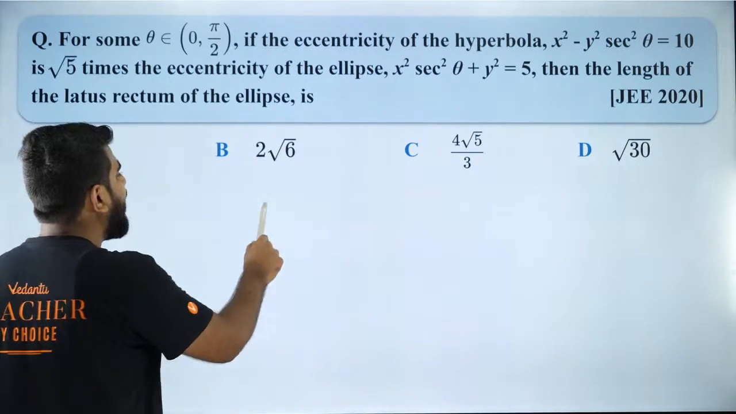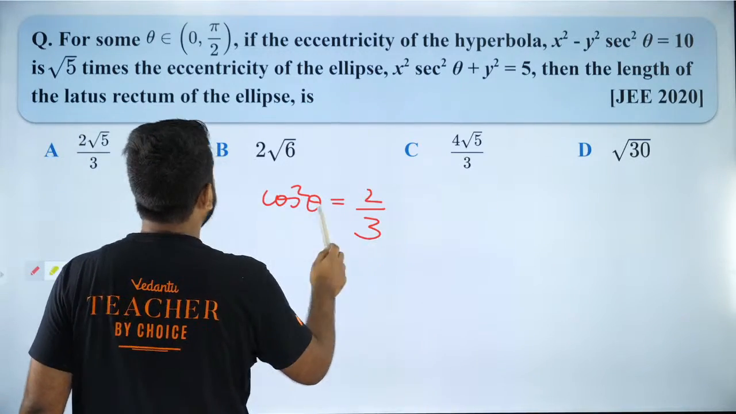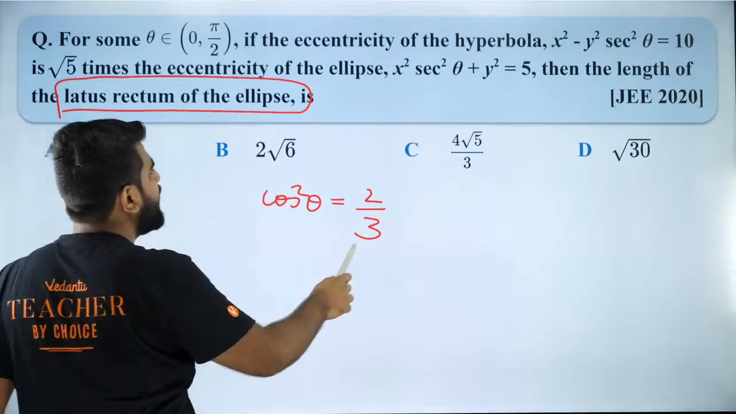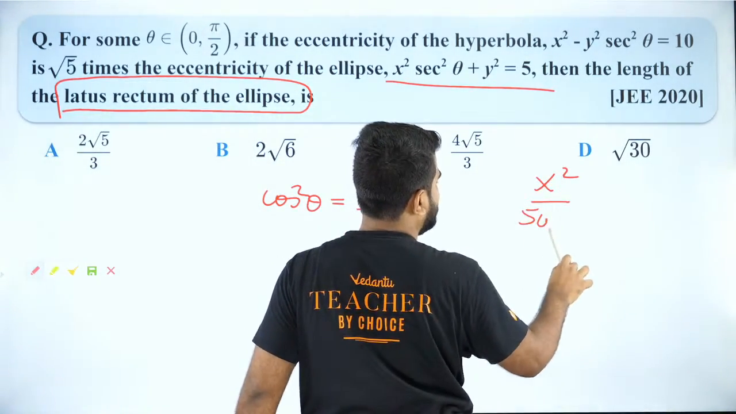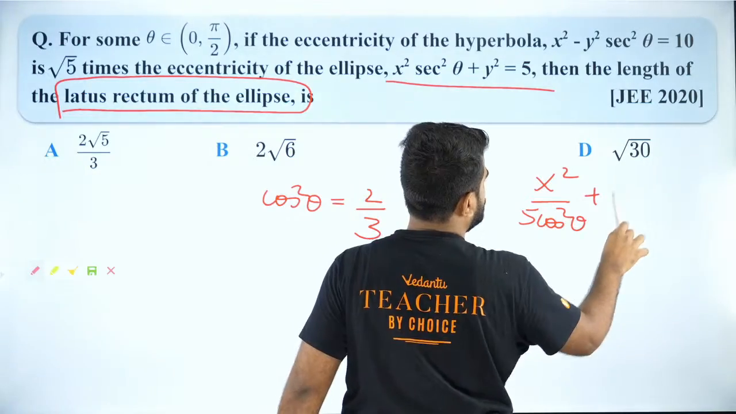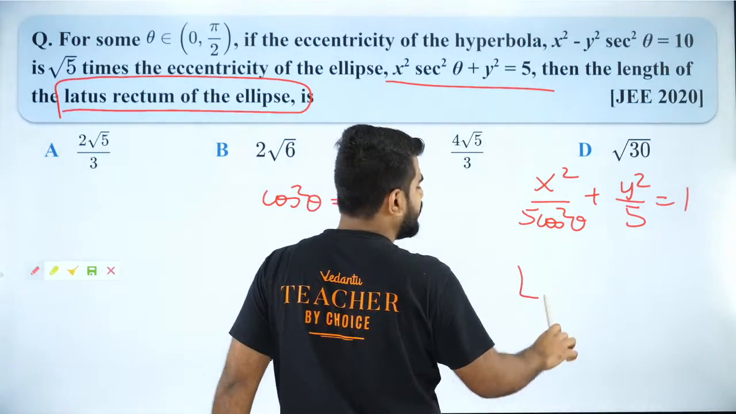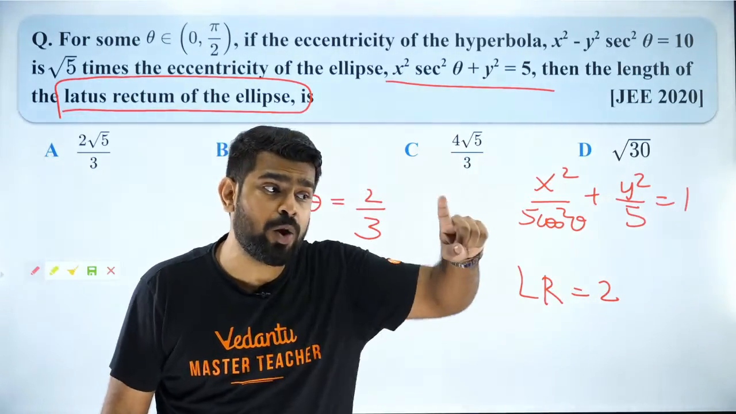So now what do I have? I have cos square theta is equal to 2 by 3. Now what do we want to find out? We want to find out the latus rectum of the ellipse. What is the latus rectum for this ellipse, x square by phi cos square theta plus y square by phi is equal to 1? Latus rectum is equal to b square by a is the usual one.